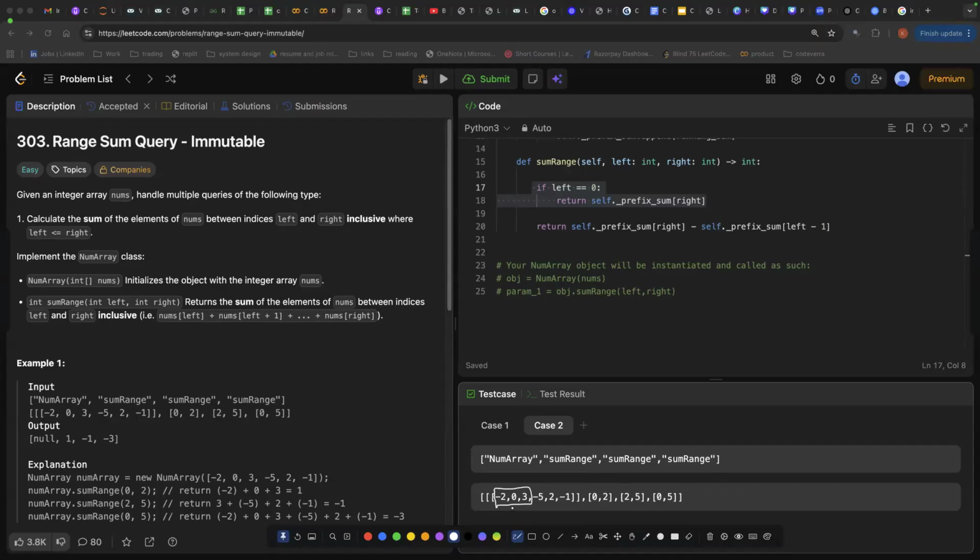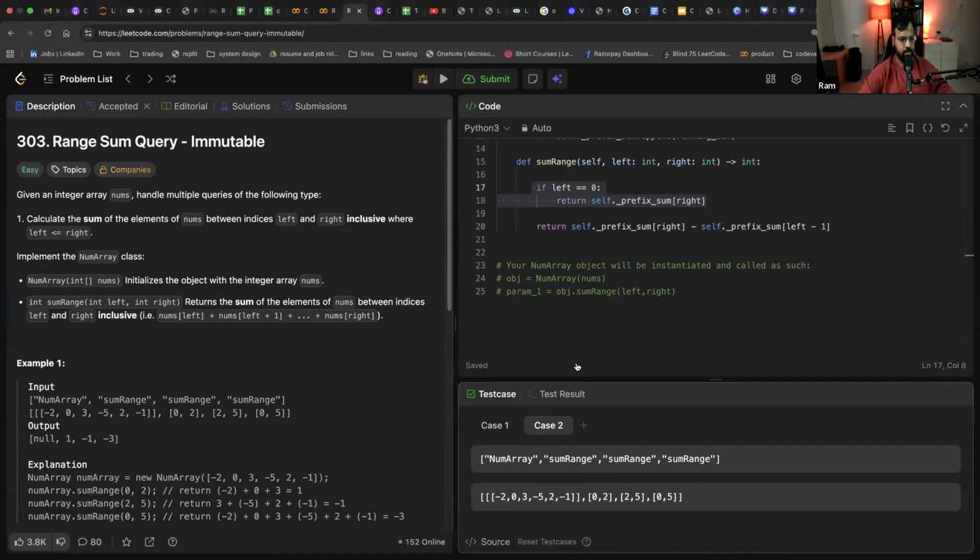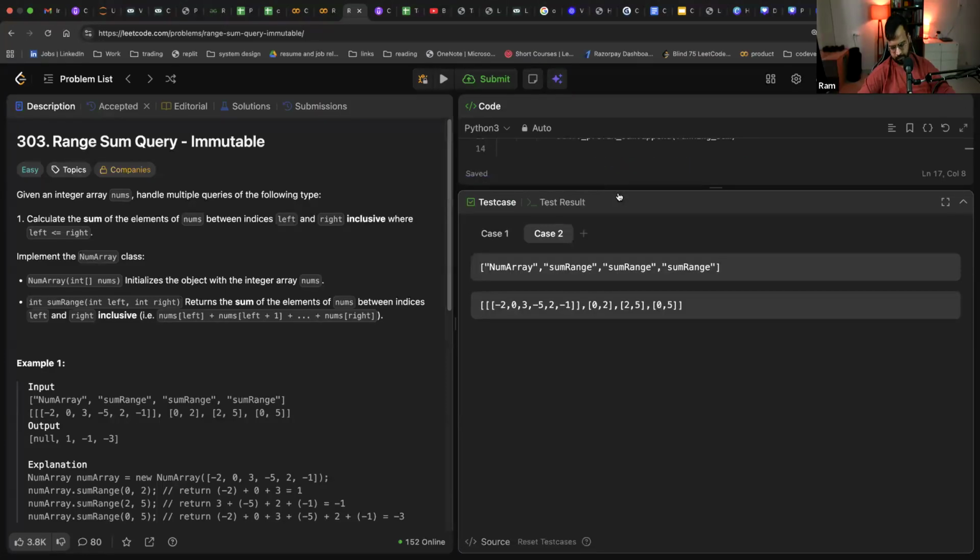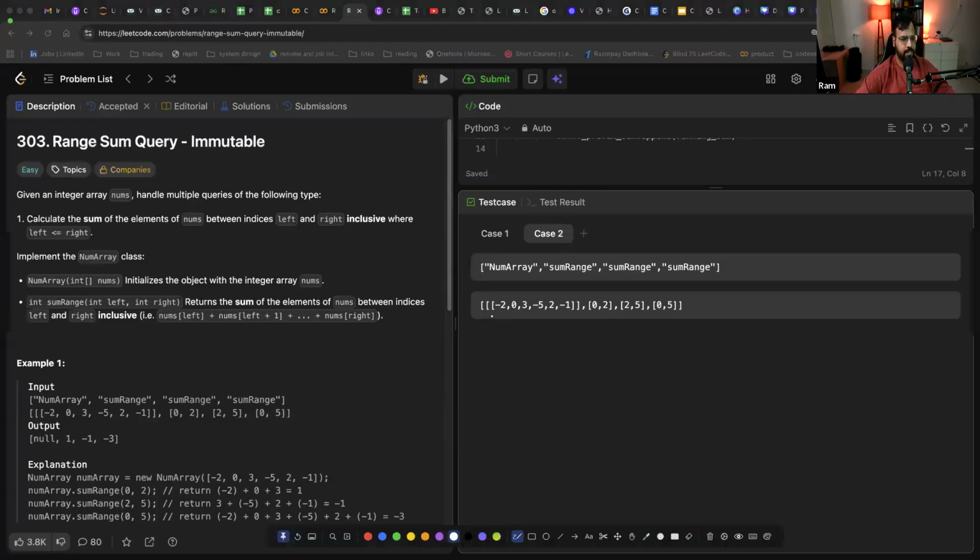So what is the sum range? How does it work? The sumRange function takes left and right values, 0 and 2, and if left is not equal to 0, then the below case applies with the prefix. First, we will take these numbers: minus 2, 0, 3, minus 5, 2, and minus 1. This is my nums.